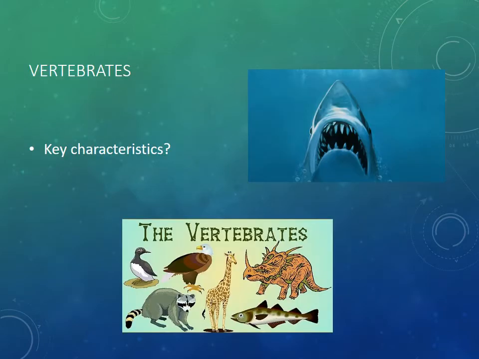So with vertebrates, think about it. Key characteristics of vertebrates. What do you think of? There's a few, for sure, right? And so think about it. What are the traits you think of when you think about a vertebrate?